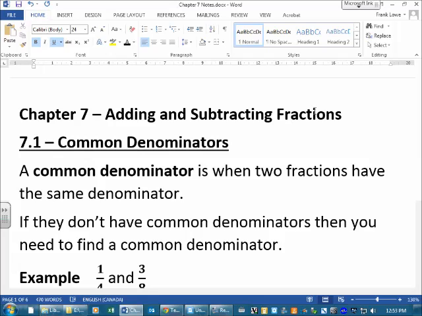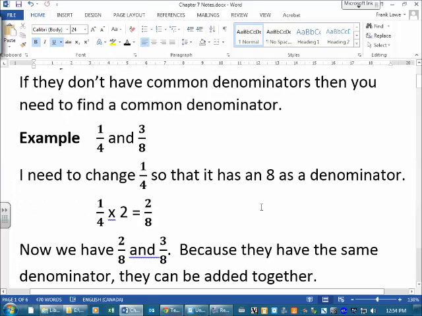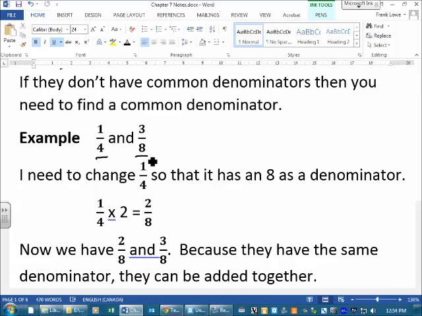When fractions have common denominators, then we can add them together. Easier anyways. Okay, so by definition, a common denominator is when two fractions have the same denominator. And you should know at this point what a denominator is. Right here, we've got a 4 and an 8. Those are our denominators. But right now, in this example, we can't add them together because the 4 and the 8, the denominators are not the same. We have to find a common denominator.